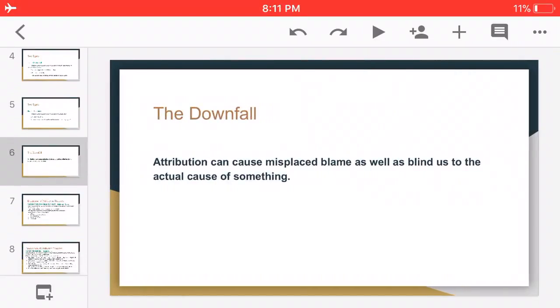The downfall of attribution is that it can cause misplaced blame. Sometimes if we're looking for the quickest, easiest, most obvious explanation, we can miss out on the actual cause.